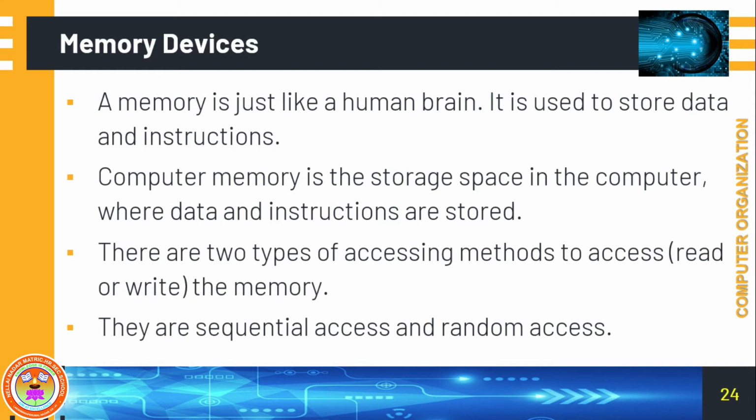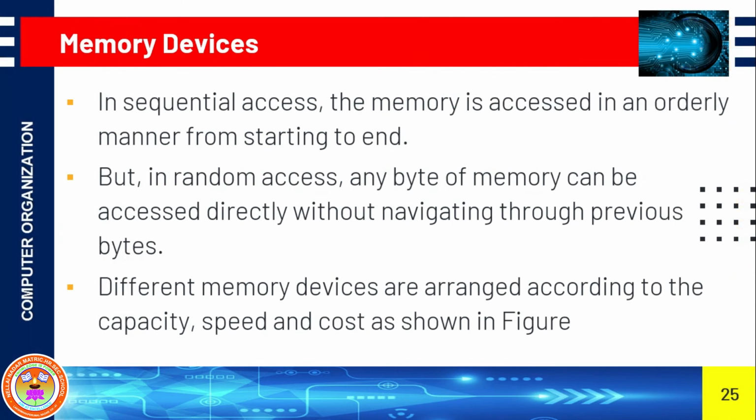What is the difference between these two? Sequential access means you can access one by one, continuously. Random access means the information in the particular memory part is accessed randomly. In sequential access, as I already told, memory is accessed in an orderly manner from start to end. And in random access, any byte of memory can be accessed directly without navigating through the previous bytes. So everything will be based on our request.